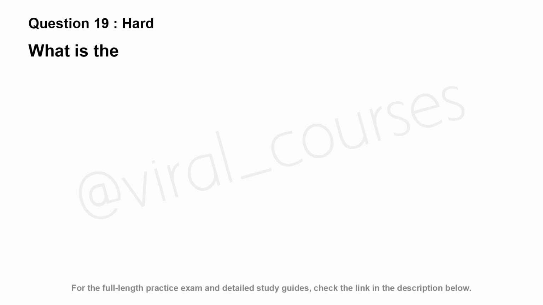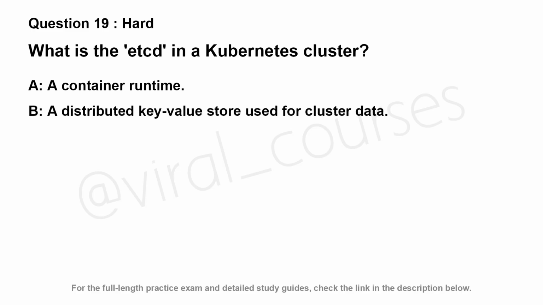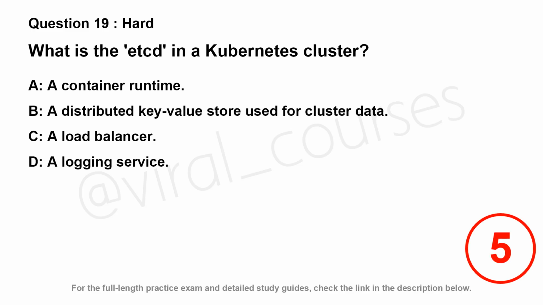What is the etcd in a Kubernetes cluster? Option A. A container runtime. Option B. A distributed key value store used for cluster data. Option C. A load balancer. Option D. A logging service.